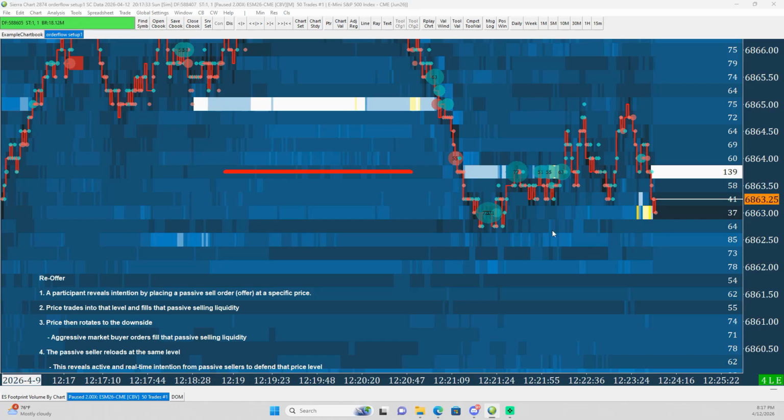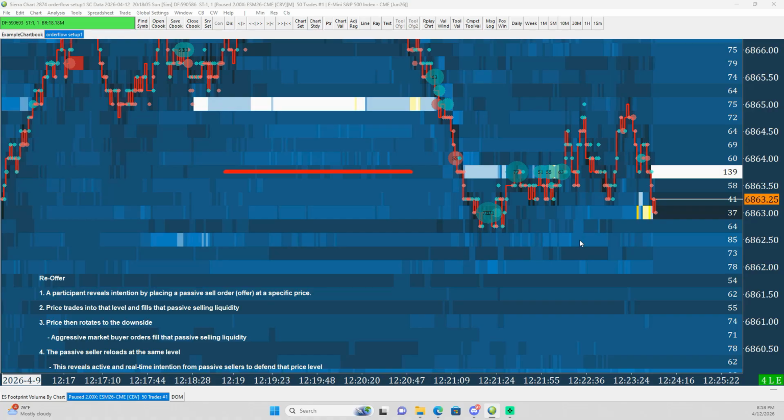Secondly, the title re-offer implies that an offer is placed in the market to which price then rotates to the downside and then moves back into that same price level or region to where price then is re-offered and then moves to the downside. So under that scenario, there are two occasions for which an offer hops into the market and defends that level.